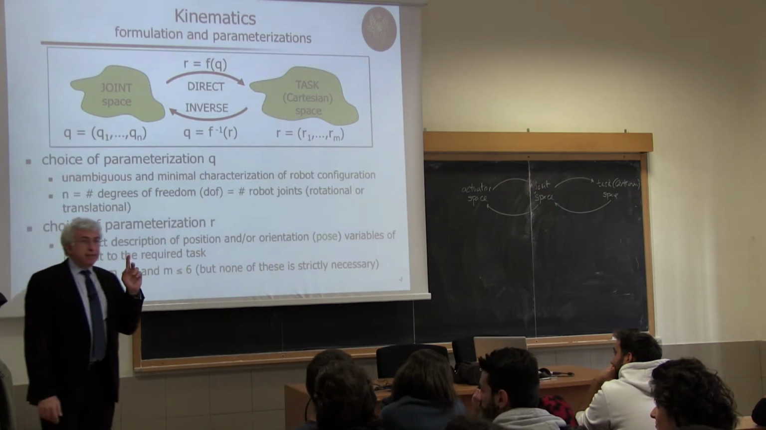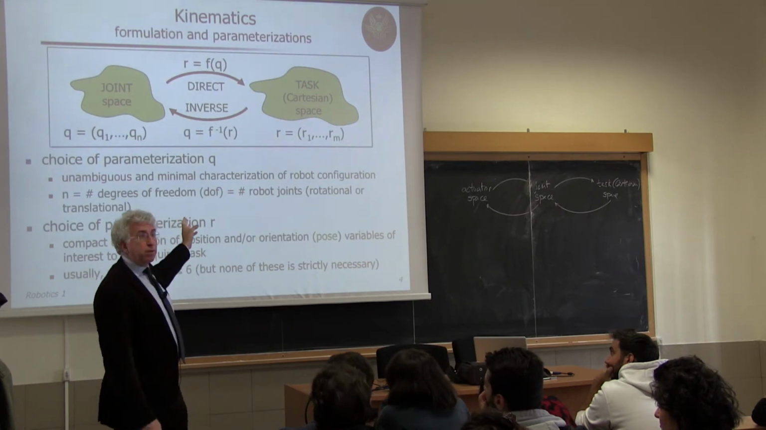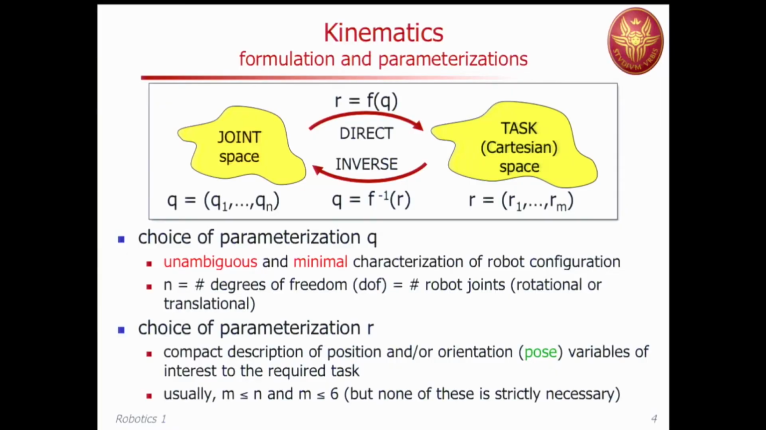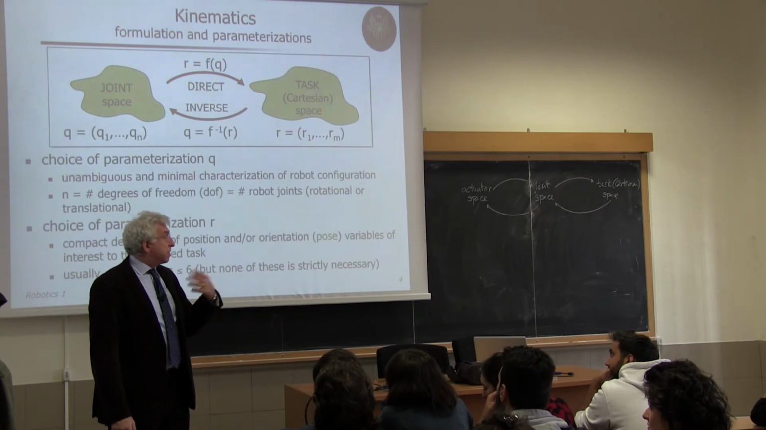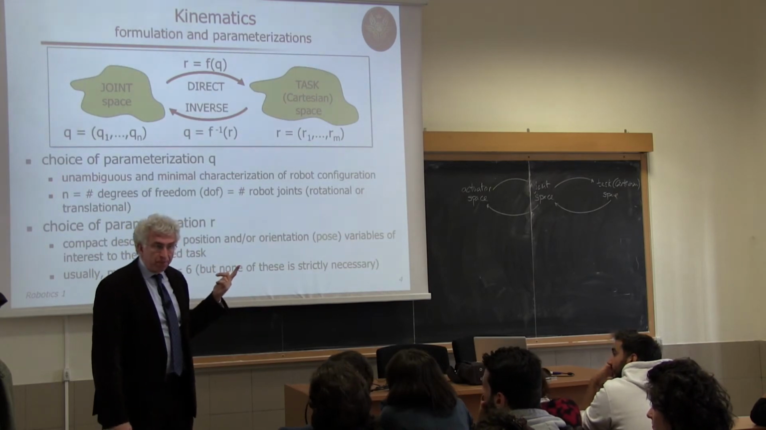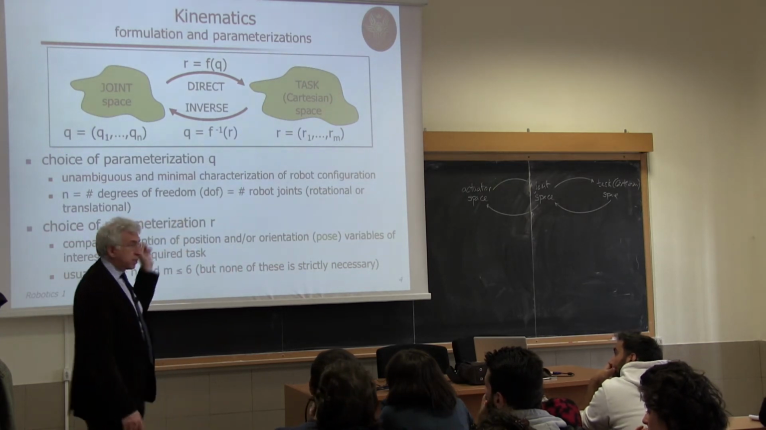My direct kinematic mapping will be a function of the chosen generalized coordinates, or parameterization of the joint space, into the chosen values of parameterization of the Cartesian or task space. Okay, this is the direct kinematics, and no wonder this will be an easy problem. It always has one solution. Always. The difficult problem will be the inverse one.